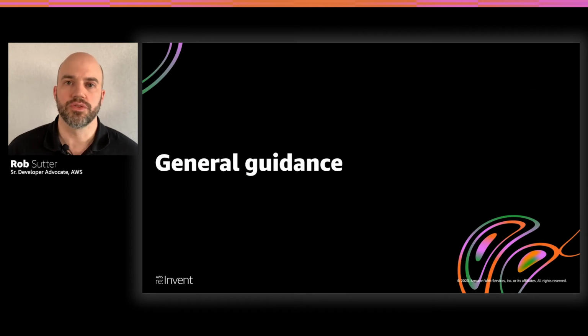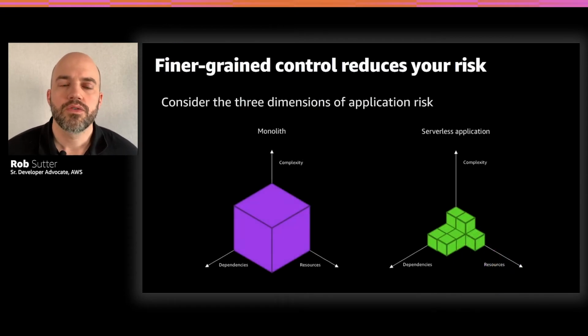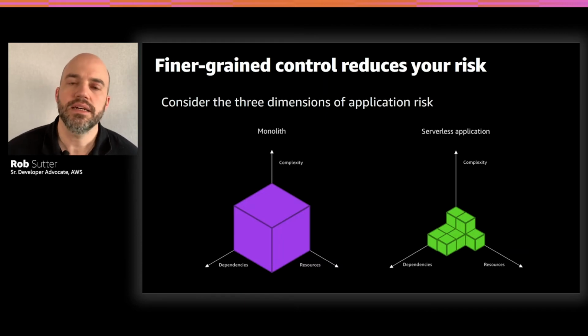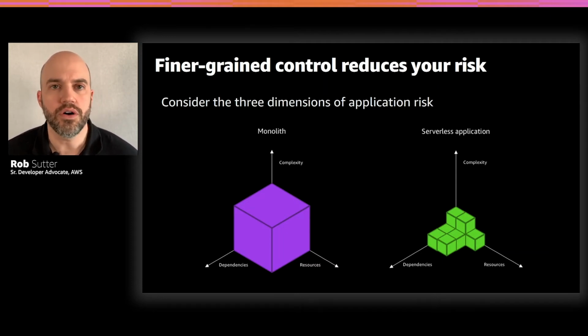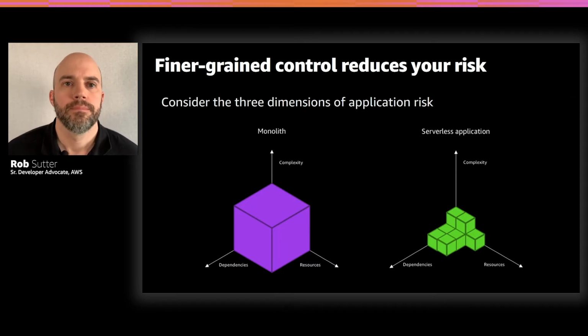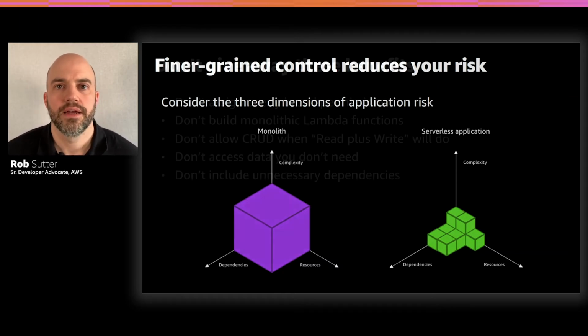So what is some general guidance for taking these best practices and applying them to your application? Remember, we discussed the 3 dimensions of application risk: complexity, available resources, and dependencies. We talked about how writing a serverless application reduces your overall risk. Don't give these benefits away.